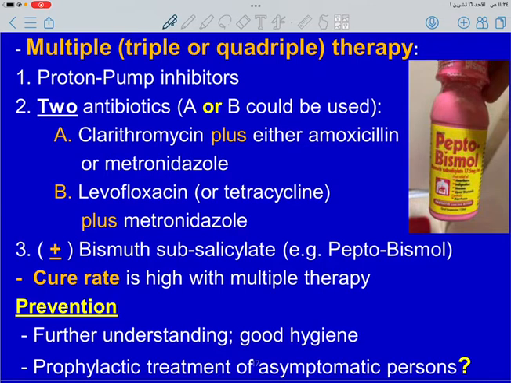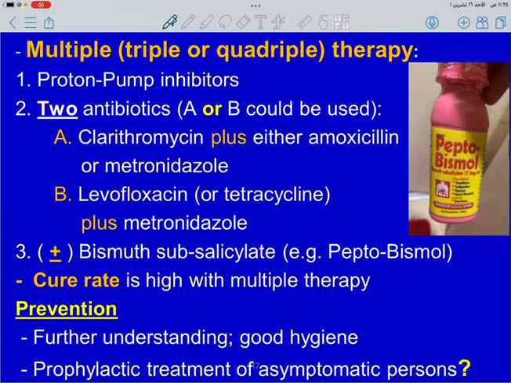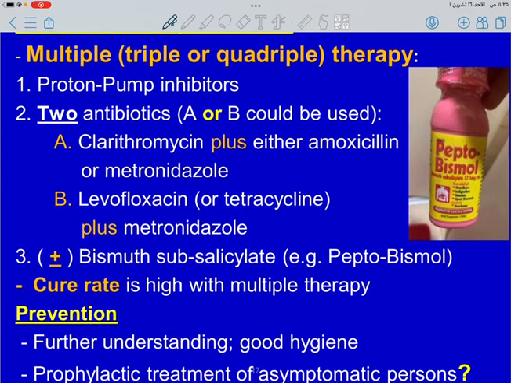The prevention, the patient should follow hygiene, good food, etc. And a prophylactic treatment of asymptomatic person should عالج 90% من الشعب under question mark. يعني نسبة عالية للبروفيلاكسيس.